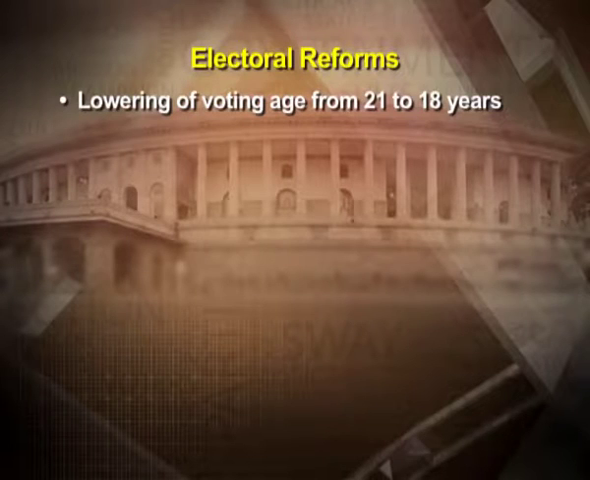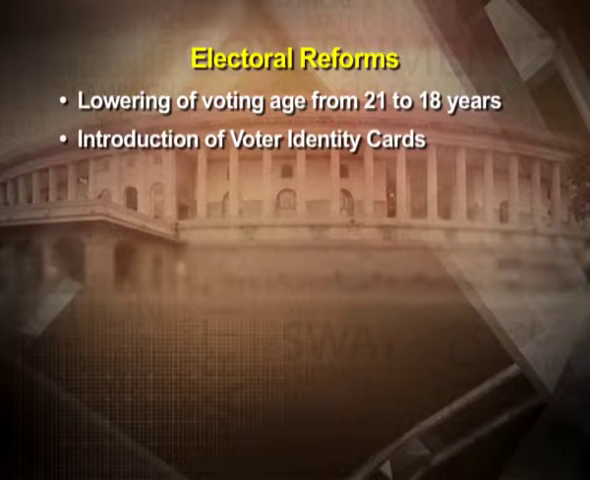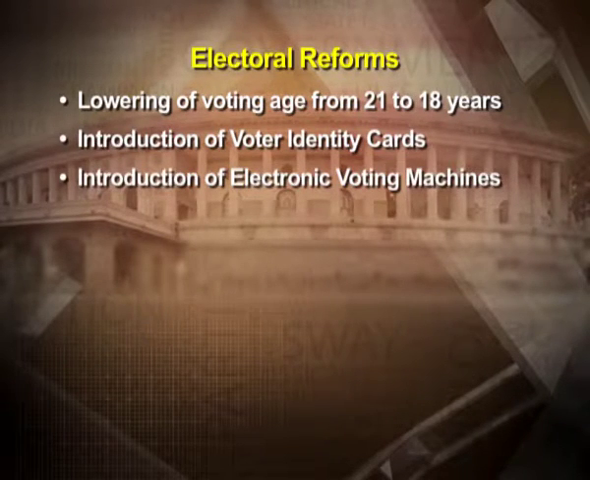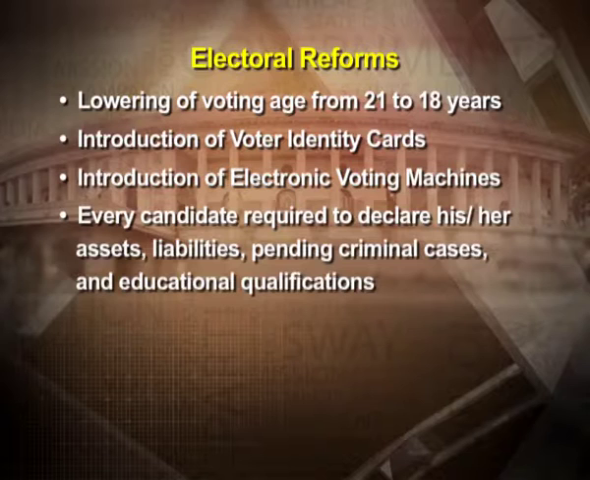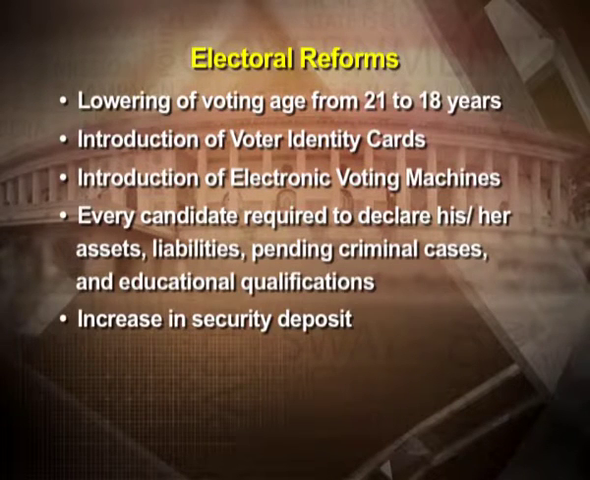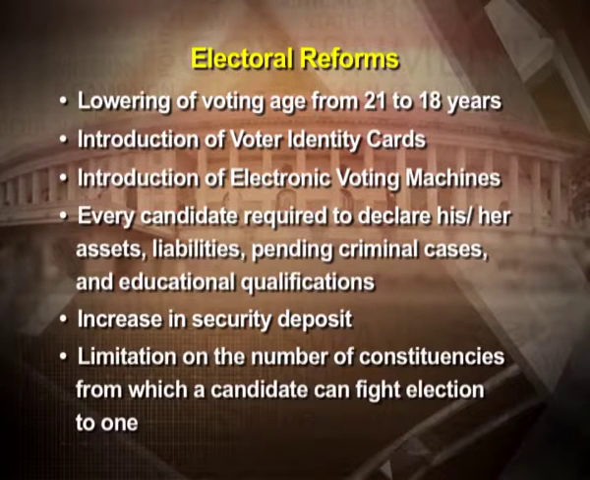First, the lowering of the voting age from 21 to 18 years. Introduction of voter identity cards. Introduction of electronic voting machines, or EVMs. Every candidate required to declare his or her assets, liabilities, pending criminal cases against them, and educational qualifications. Then increase in security deposit. Limitation in the number of constituencies from which a candidate can fight election to one.